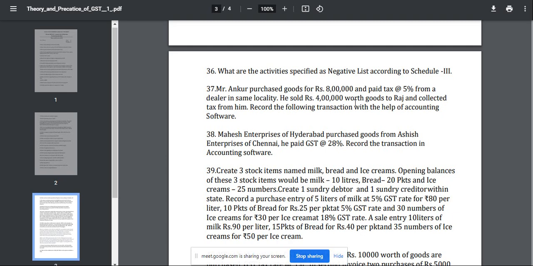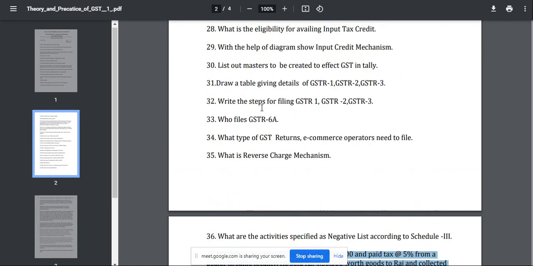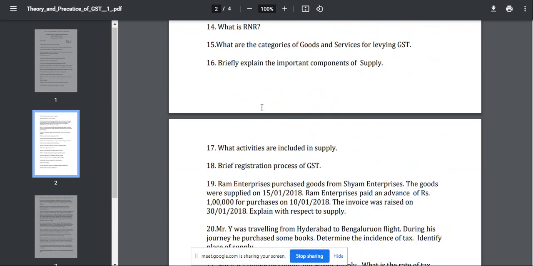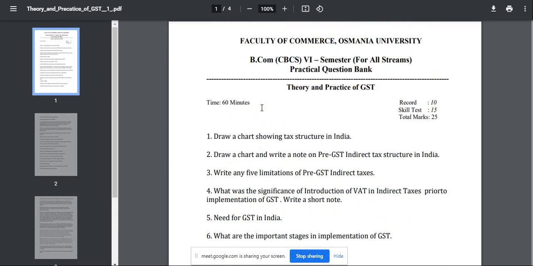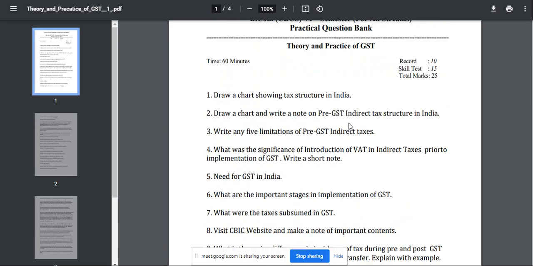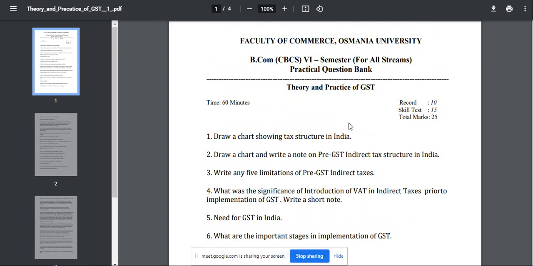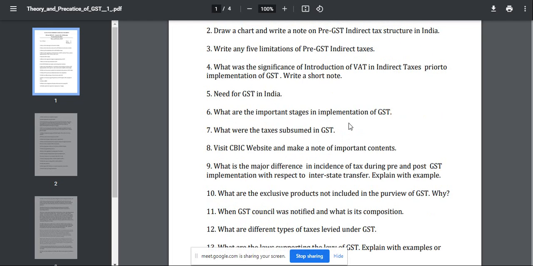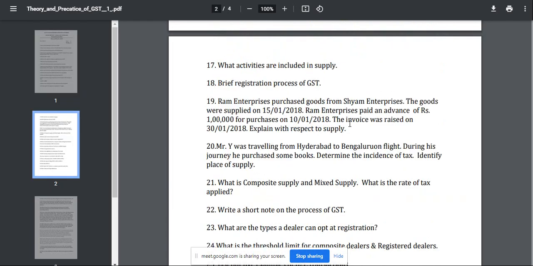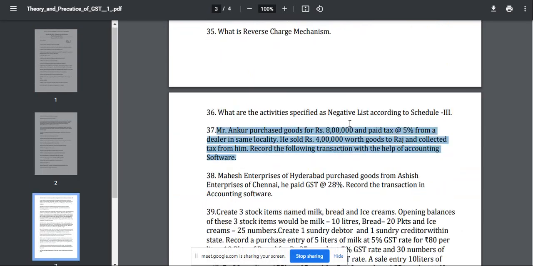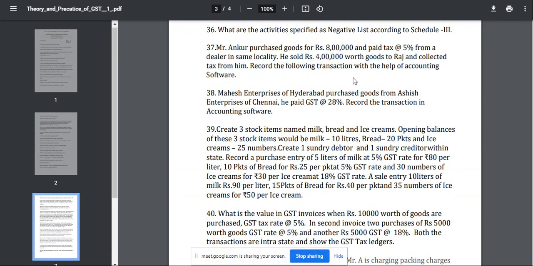So your GST practical problems will start from question number 37 till 36. These are all the theoretical part questions, and everything is there in your record book which I have already sent you. This is a question bank. These are the practical questions which will come in your practical. So the complete question bank is already in your group along with the solutions. Okay. So now we'll perform some operations from this.